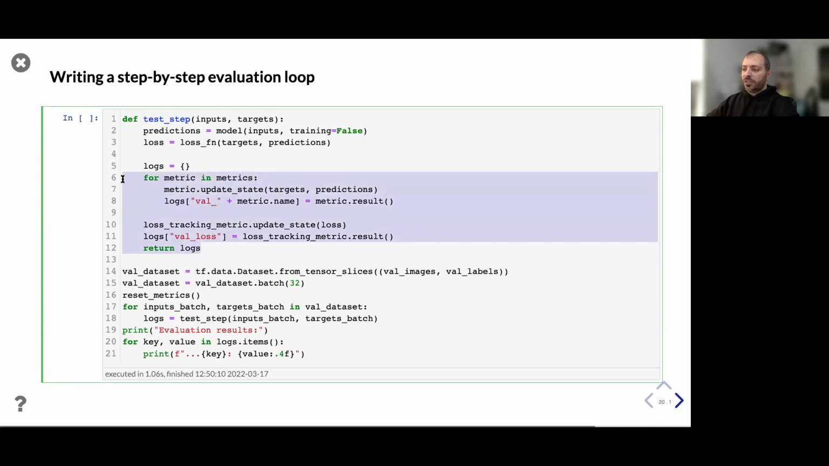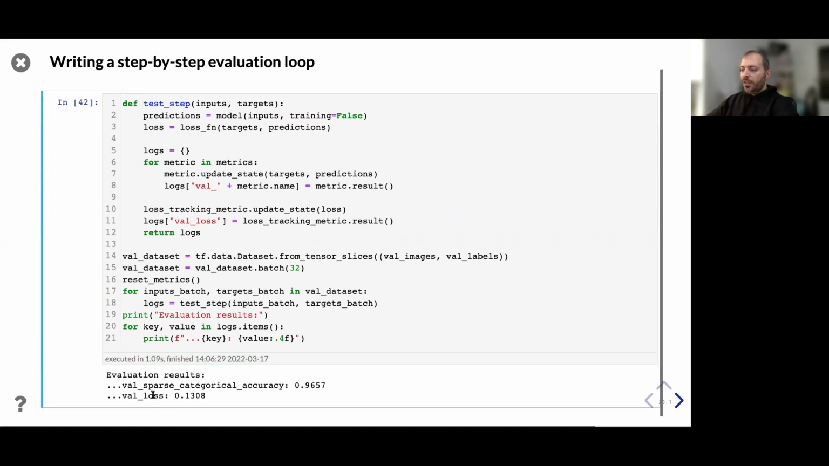So this is more or less the same. One difference is that we add the val underscore in order to distinguish. And same thing here, we just build the batches, we reset the metrics, and for each batch, we run the test step and we take the logs. And then we can print the final result of the logs, okay? And this is just for the metric and the validation loss. So this is more or less how we build the test step from scratch.